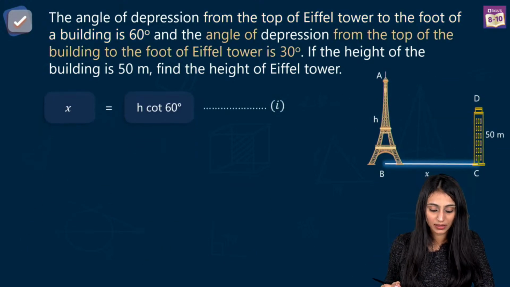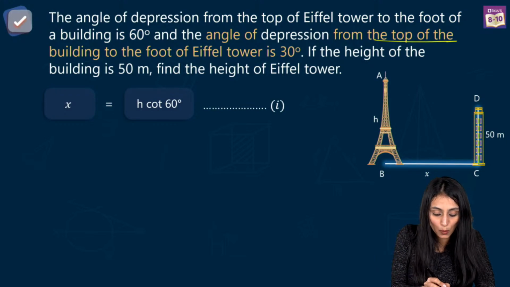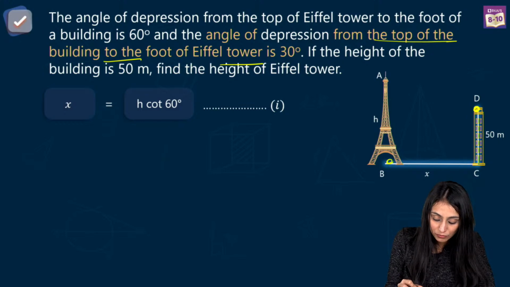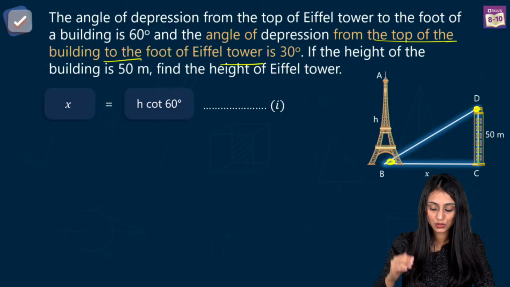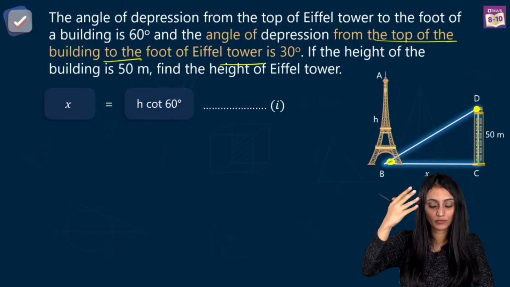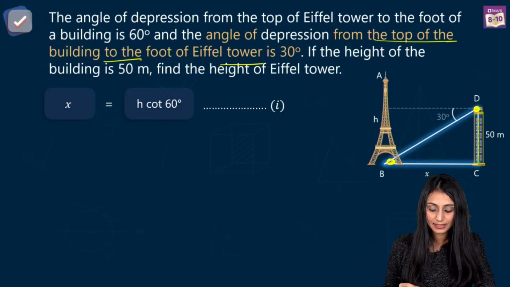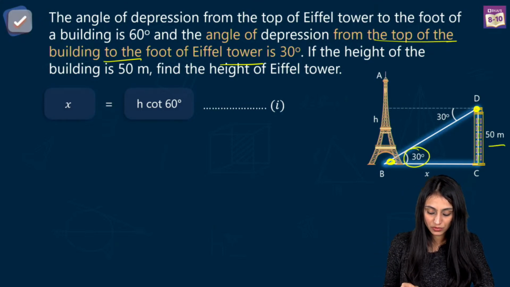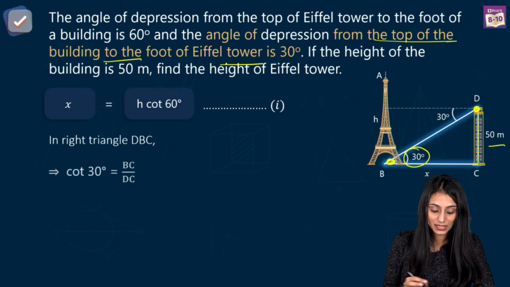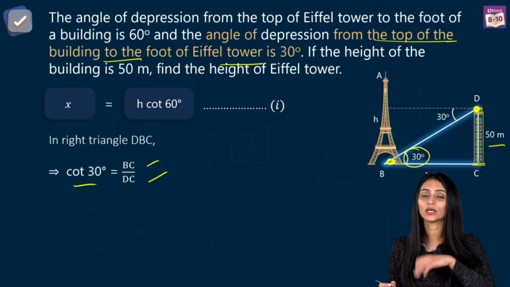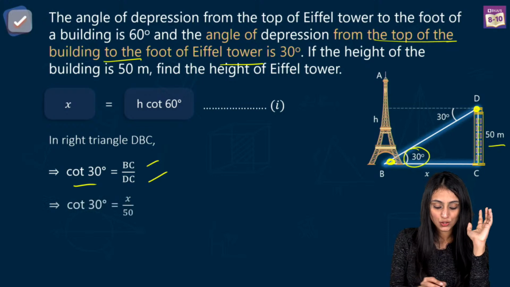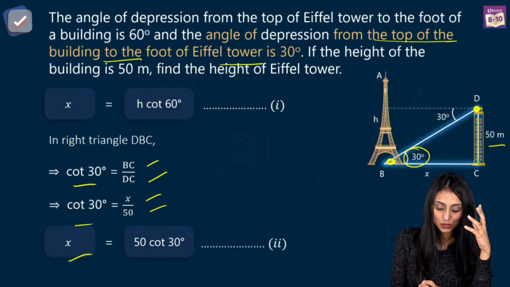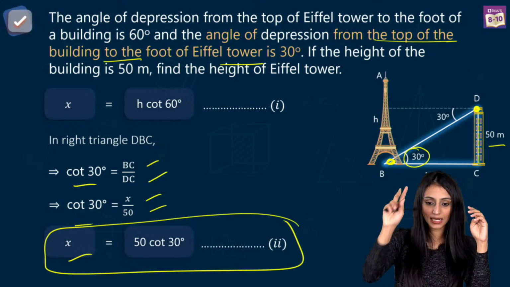Coming to the other statement, the angle of depression from the top of the building to the foot of the Eiffel Tower. From the top of the building we are looking down, so the angle of depression is formed, and that is 30 degrees. So this will also be 30, lines are parallel, alternate angles are formed. This is 50. So in this right angle triangle DBC, I can say cot 30 is BC by DC. You can apply tan as well if you want to. So cot 30 is x by 50. We are just substituting their values. We get x equals 50 cot 30 degrees. That's your second equation.